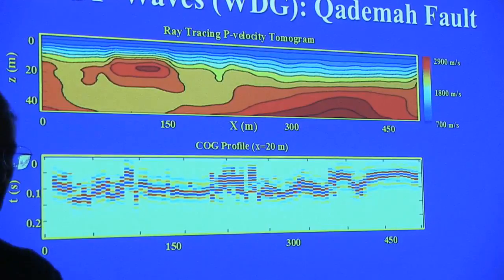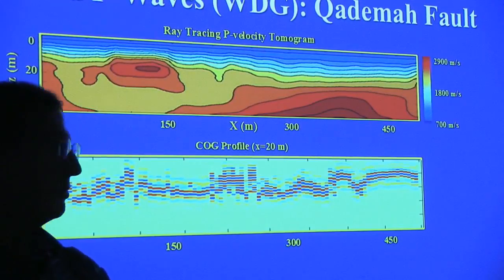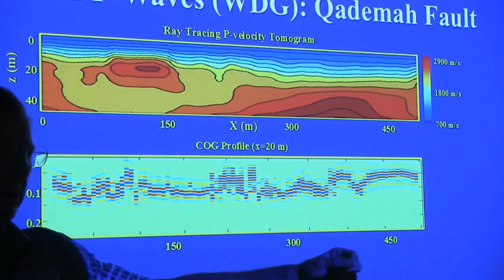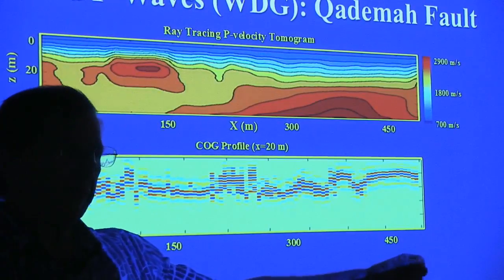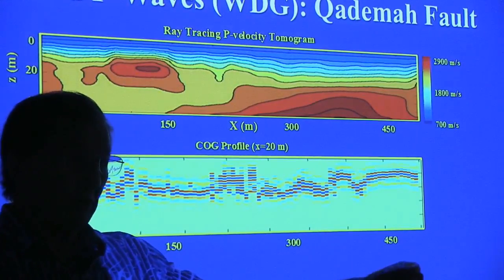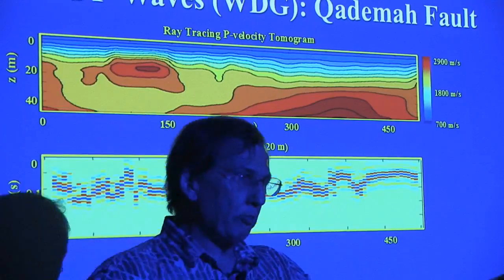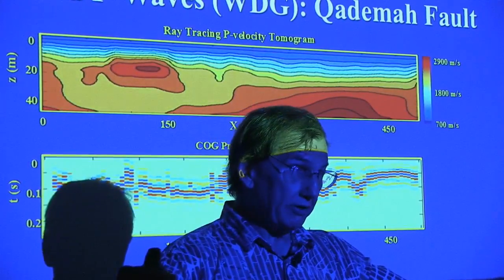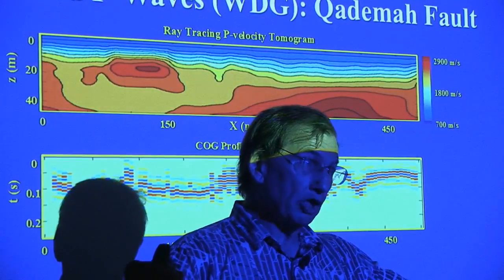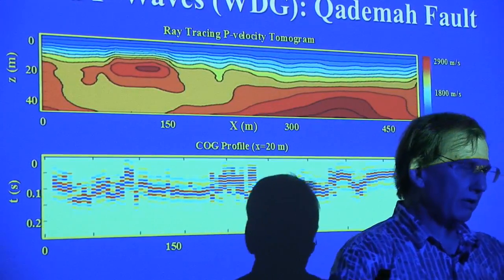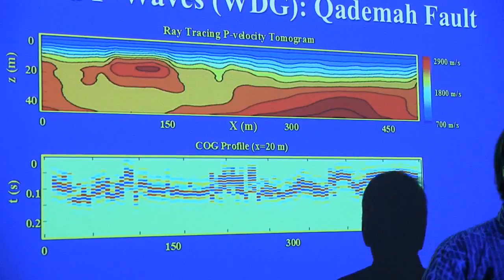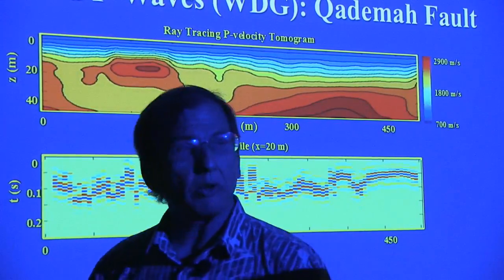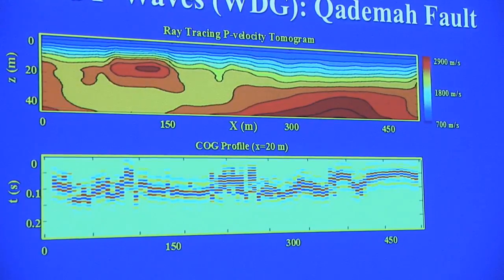By a common offset gather, you take two traces, in this case 20 meters apart, that is, a shot and a receiver that are 20 meters apart. You take that one trace and then you step over with the same offset between source and receiver and take the trace associated with that new shot position and keep doing that. And all these traces now have a common offset between source and receiver of 20 meters. We call that a common offset gather.